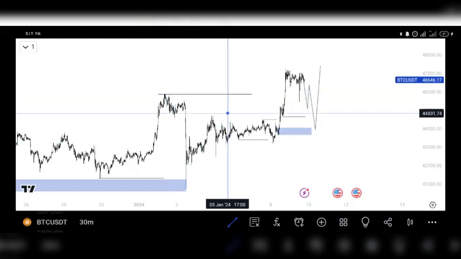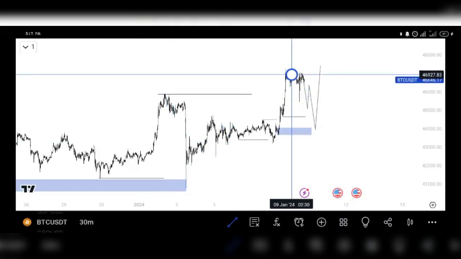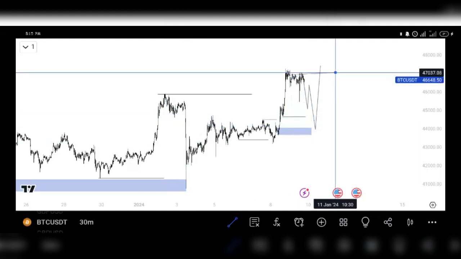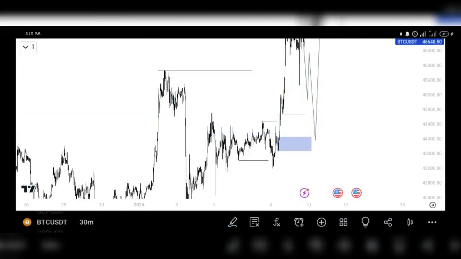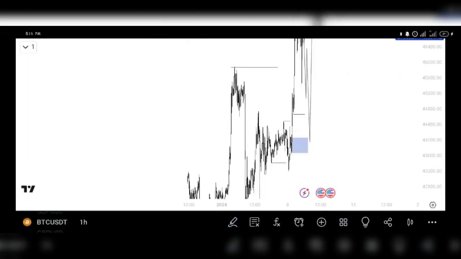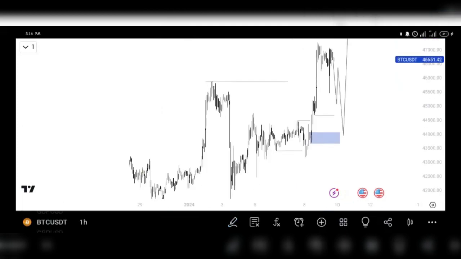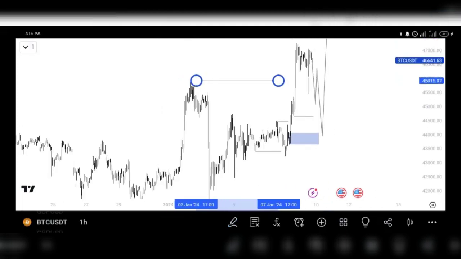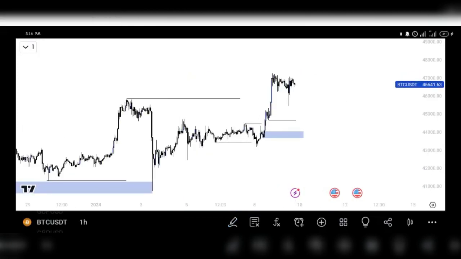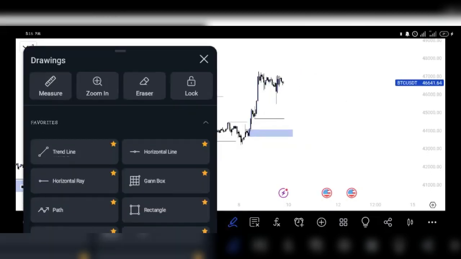Now when price takes out transactional liquidity, what do we expect? We want to see a correction to the downside before we have a push to the upside. And now look at what happened here. We have the TLQ taken out already. TLQ simply means transactional liquidity. Price has taken out the transactional liquidity at this point, so what do we expect? We expect price to retrace to the downside.